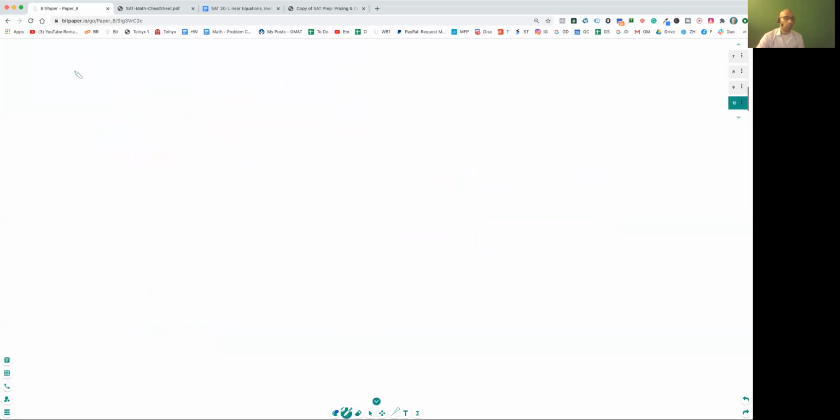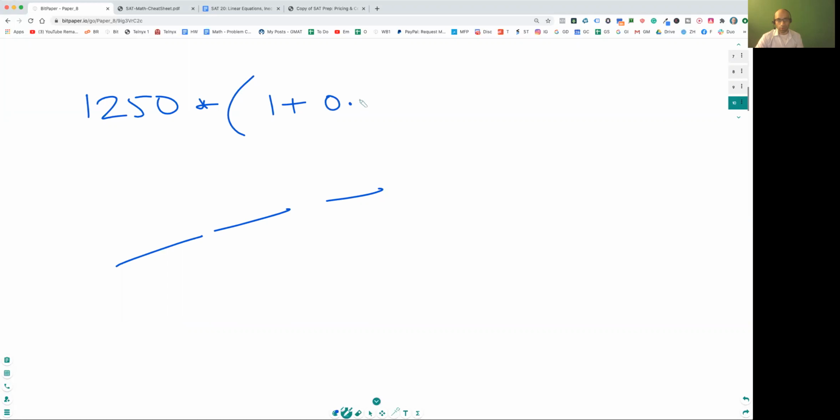Now, the other formula is the exponents formula. Let's say you put $1,250 in a bank, and you get a 5% interest rate every year. So you're going to put in this formula like this, okay? And at the end of, let's say, 10 years, it's going to be like this. So the initial amount, your interest rate, and this, which is your exponent, that number of years, okay? Sometimes it can go down, so it can be like this as well.